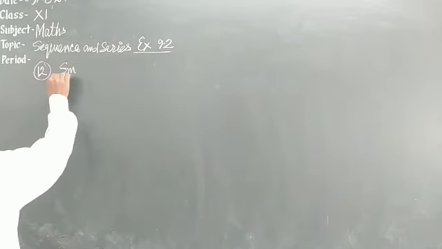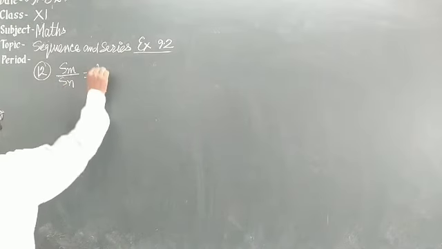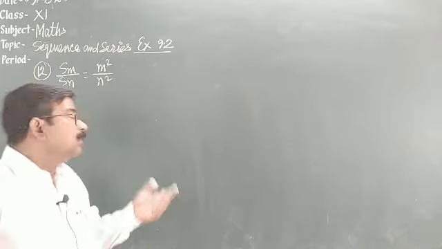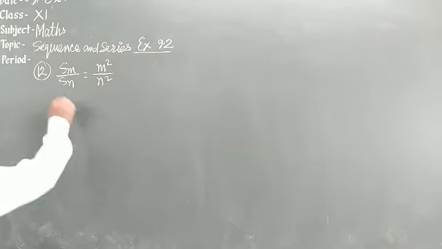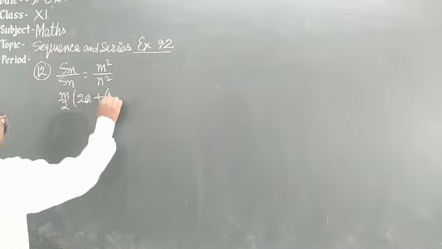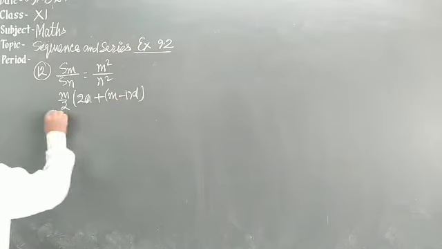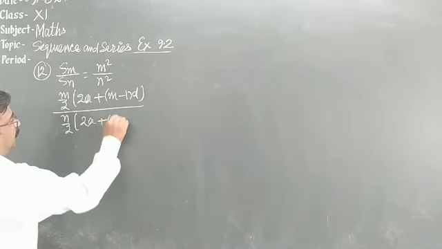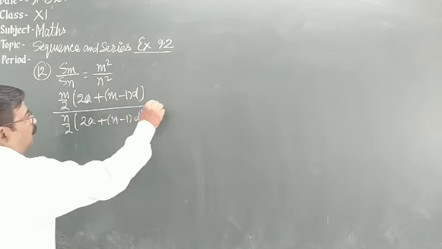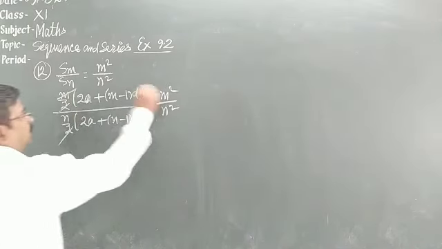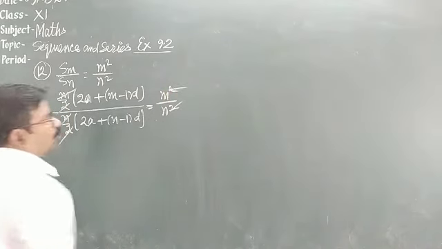In this question, we are given Sm upon Sn is equal to m square upon n square. Then we have to find the mth term and nth term. So first write the formula here. Say this is m by 2 into 2a plus m minus 1 into d, upon n by 2 into 2a plus n minus 1 into d is equal to m square upon n square. Here 2 and 2 will go, m with m square will go, this n with n square will go.